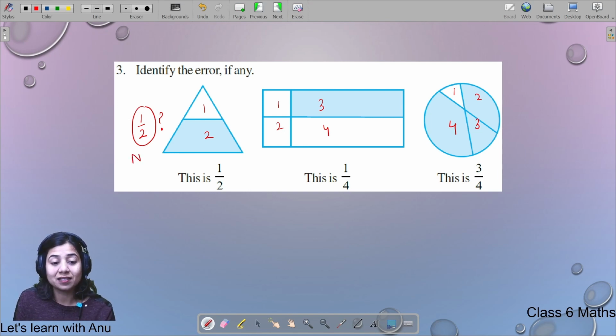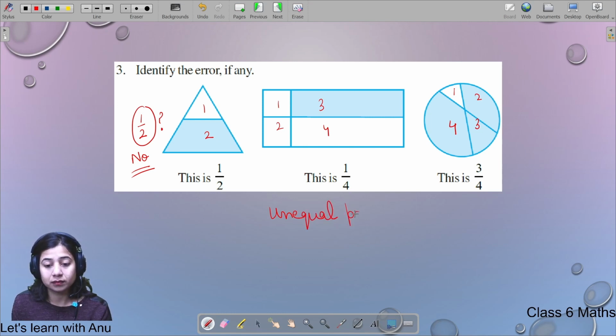No. The answer is no. It is incorrect because the parts are unequal. These are unequal parts. The division is not equal, right? So this is very important, class. So we cannot represent it like 1 by 2, 1 by 4, 3 by 4. So equal division is a must.